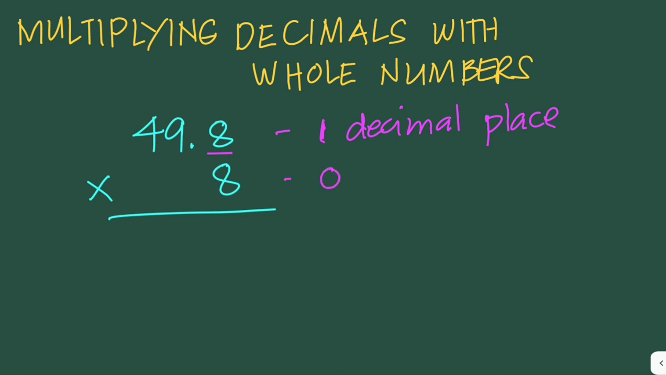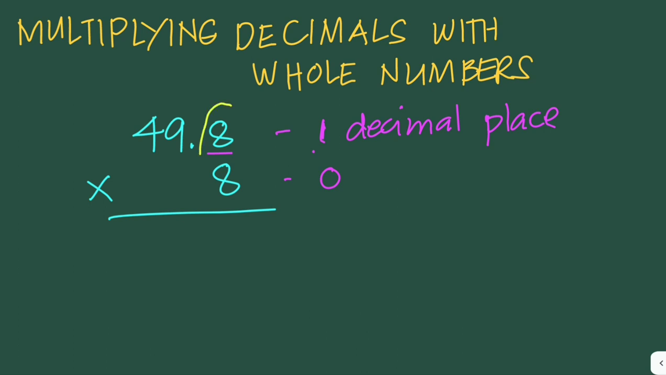Then we add them up. That means the product of these two numbers, or the result or the answer, would have 1 decimal place. So let's start multiplying 49.8 or 498 times 8.